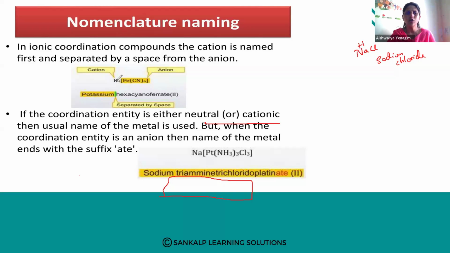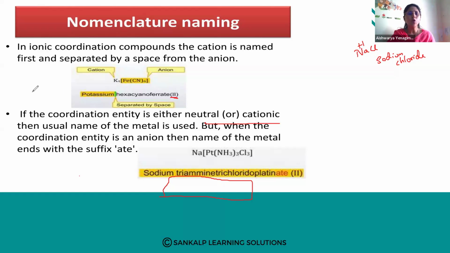Yes, and I'll tell you. So K stands for what? Potassium. And here you have FeCN6. Six ligands are there. Six cyano ligands are there. So hexacyano. And how is Fe pronounced? It is pronounced as ferrate. And this number that you are seeing here, the Arabic numeral, is nothing but the oxidation number of the central metal atom.